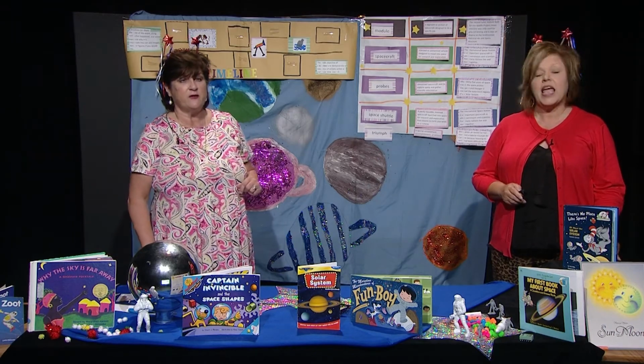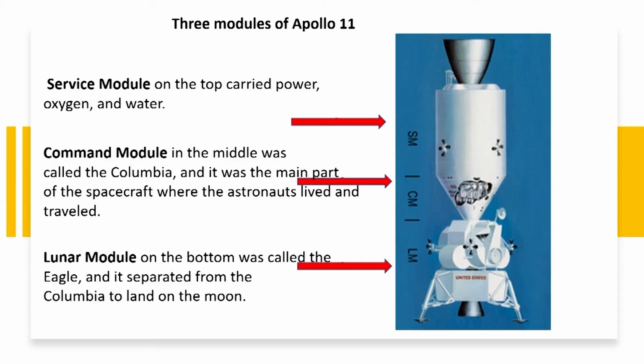that you can see. So if everybody will put their attention back on the TV screen, there you go, you got it. Okay, let's look at the top one. This is the service module. The service module is on the top, and that is where your power, your oxygen, and all your water is carried. The second module, what is that?